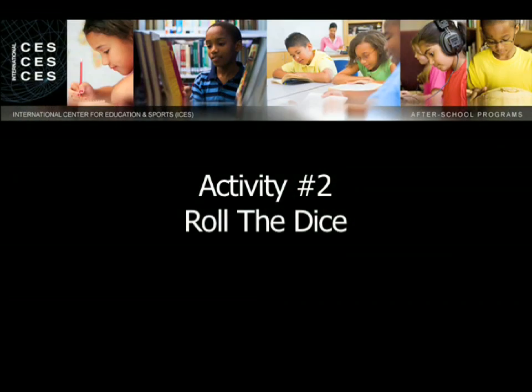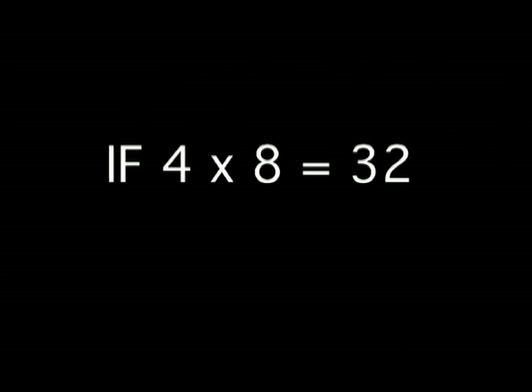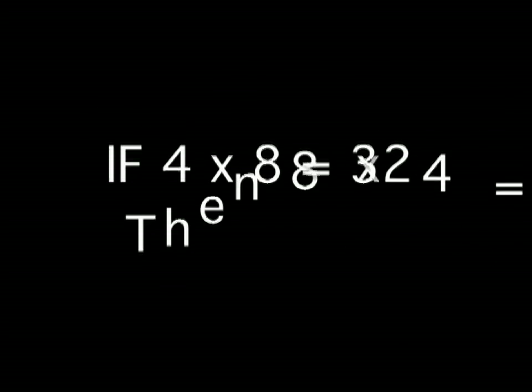The first step for this activity, roll the dice, as in any Kagan activities, is preparation. You must ensure that you have all your supplies. For roll the dice, you will need a pair of dice and your math facts handbook. Always start with a math fact, such as if 4 times 8 equals 32, then 8 times 4 equals 32.